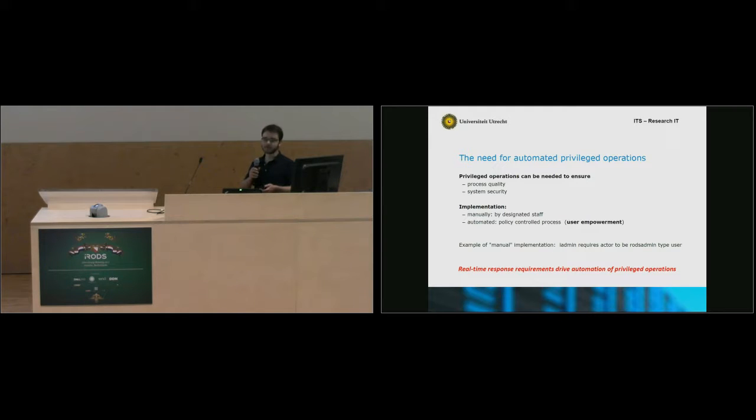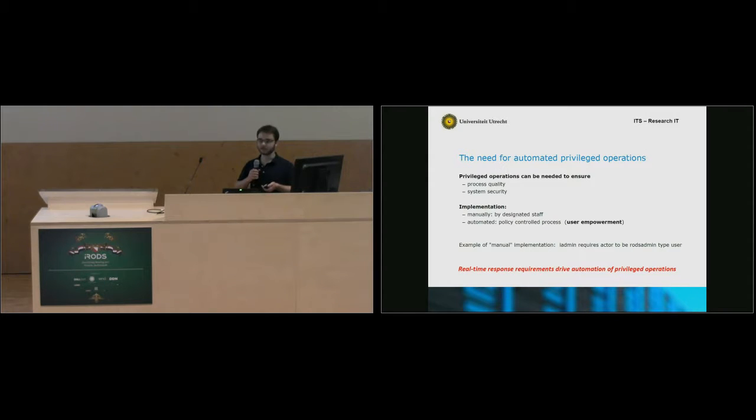iRODS has a separation between operations that can be executed by a normal user and operations that are reserved for system administrators, namely rodsadmin type users. There's two ways you can execute those operations. For one, you can execute them manually, meaning a user sends a request either via a web form or via an email or telephone call. The request lands at the iRODS admin desk, and the iRODS admin checks if it's allowed and executes the request if possible.